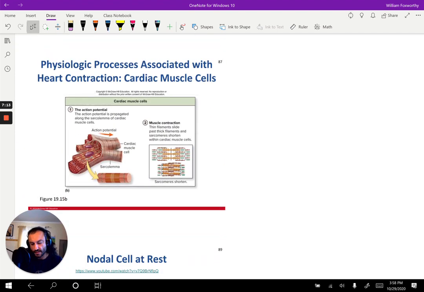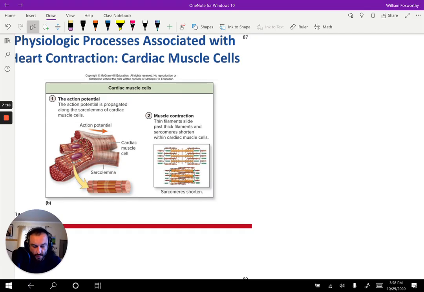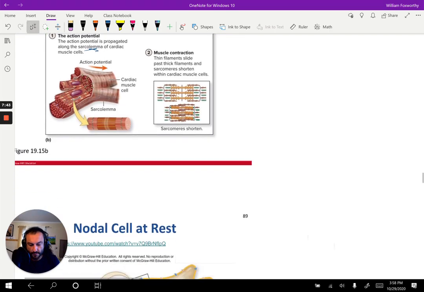The actual contraction of the cardiac muscle cells is very similar to what we saw in skeletal muscle. The action potential is moving along the sarcolemma of your cardiac muscle cells, travels down into the T-tubule, causes the release of calcium. Calcium binds to troponin. Tropomyosin moves out of the way. Myosin can then bind to actin, and in a power stroke will pull the thin fibers towards the center of the sarcomere.